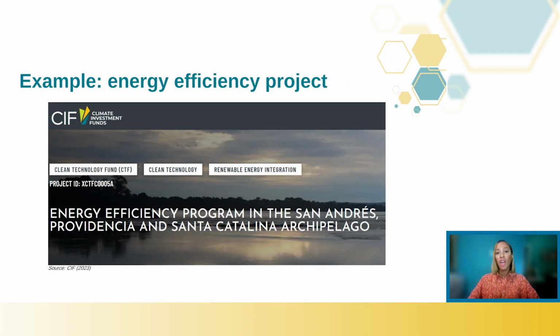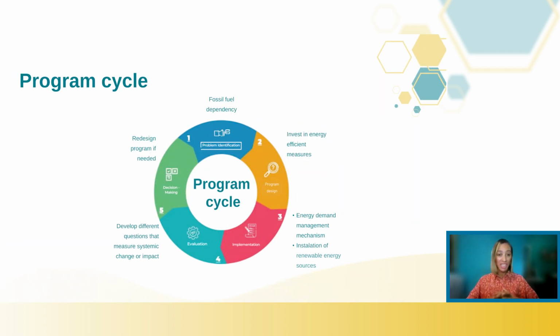Let's take an example of an energy efficiency project funded by climate investment funds in Colombia. Phase 1, which is the problem identification: the electricity matrix is totally dependent on fossil fuels, notably diesel, in the 3 archipelagos in Colombia. Once the problem is identified and qualified with supporting evidence, we move on to phase 2, which is the program design. In this example, the intervention that was designed to deal with the problem of fossil fuel dependency was to invest in energy efficiency measures.